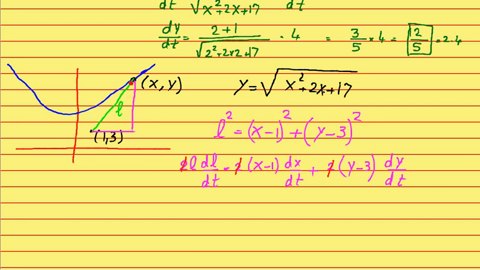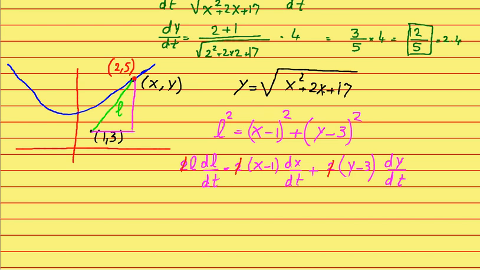What do we know? At the moment of interest, this particle was at the location 2 and 5. Remember, x was given to be 2. We plugged in, found out y is 5. So those are the coordinates at the moment of interest.